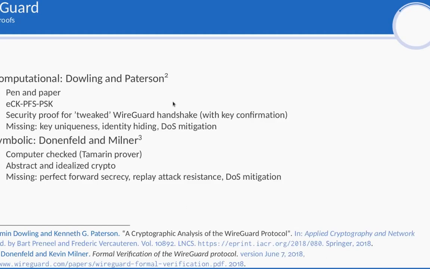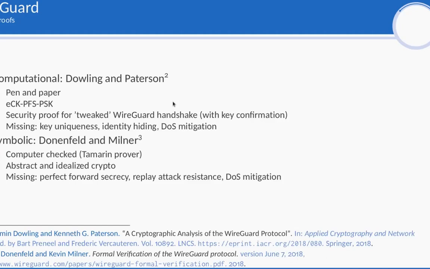So what Dowling and Paterson did was they added a key confirmation to the WireGuard handshake, and they proved the security of WireGuard in this tweaked version of the protocol. Their proof covers many security properties, but not key uniqueness, identity hiding, and DoS mitigation. And Donenfeld and Milner have also proven some security properties of WireGuard in the symbolic model.